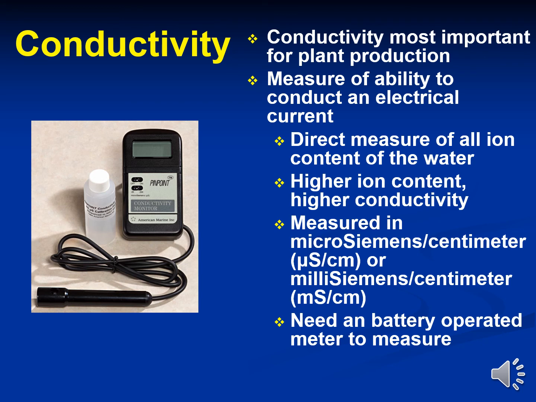Conductivity measurement is important for plant production as it is a marker for the macro and micronutrients, in other words, the ion content. The higher the ion content, the higher conductivity will be measured. You will need to buy a battery-operated meter to measure conductivity. It's measured as microsiemens per centimeter or millisiemens per centimeter.